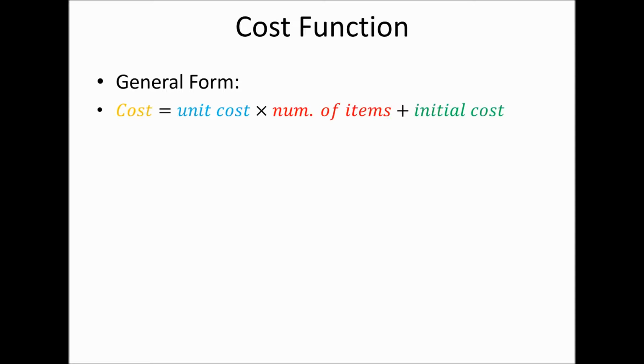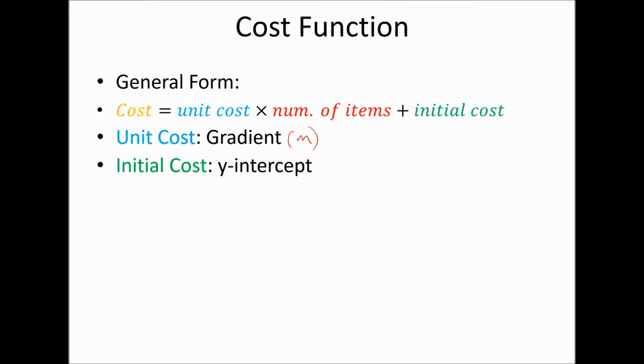There's two functions that we're going to look at, the cost function and the revenue function. We'll start with the cost function. In its general form, the total cost is equal to the unit cost multiplied by the number of items, or months, or days, or whatever it is, plus the initial cost. In this formula here, the unit cost represents the gradient, which of course is m. And the initial cost is the y-intercept, c. That's the part that does not change, stays the same all the time.